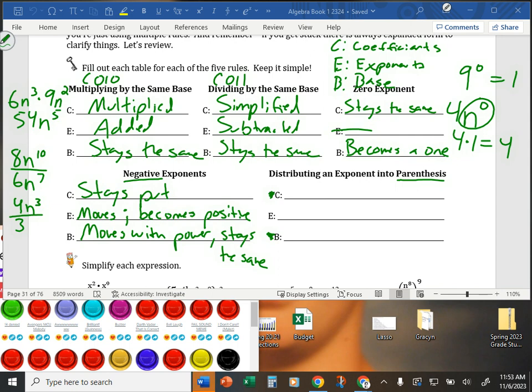But anyway, when you distribute an exponent into parentheses, what happens with the coefficient? Yeah. It gets the power. So if we have something like 4n to the 6th, and that's being taken to the 7th power, you distribute the 7, that coefficient of 4 gets the power. Just becomes 4 to the 7th.